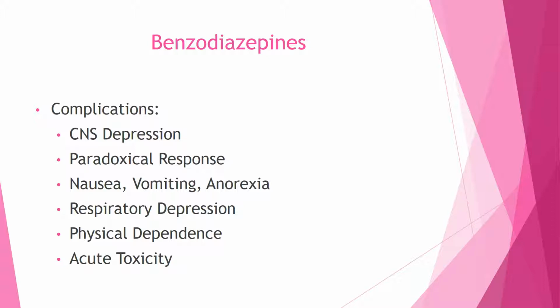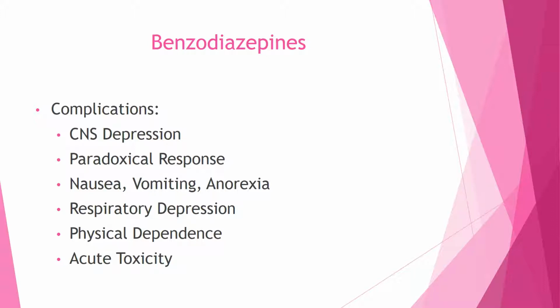Then paradoxical response, this is going to be the opposite effect. So instead of causing them to become sleepy and be able to sleep, it's going to cause insomnia. Instead of having a more depressed kind of feeling to decrease anxiety, they're going to have excitation, euphoria, anxiety is going to be worse, and then rage. So if any of these occur, you just need to have the client call the provider.